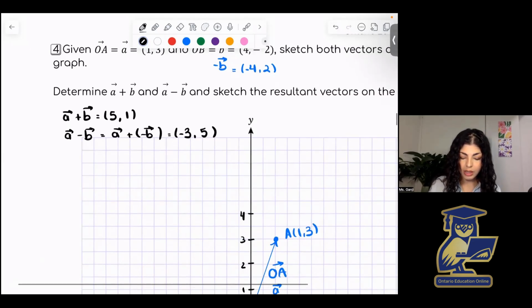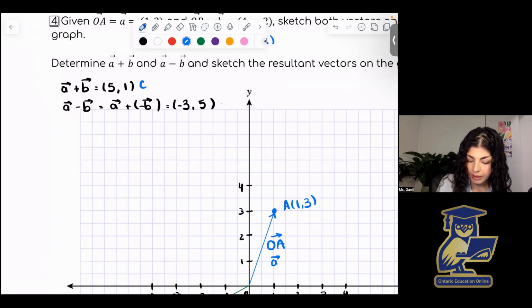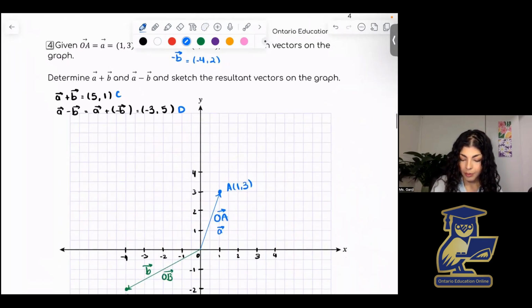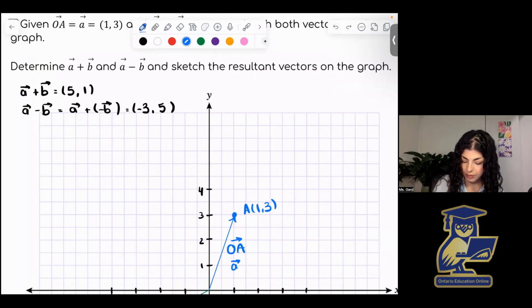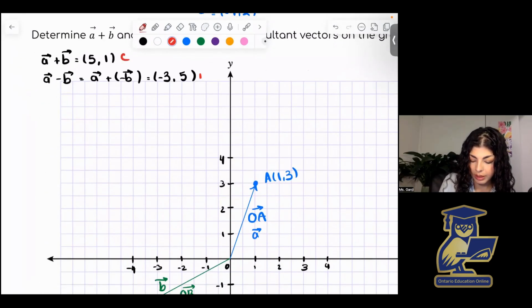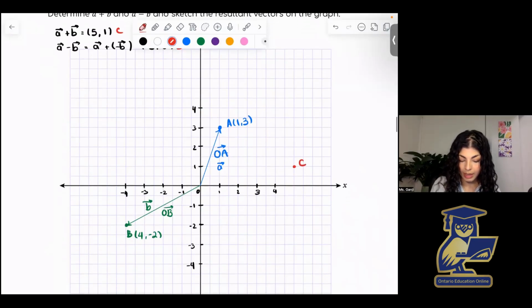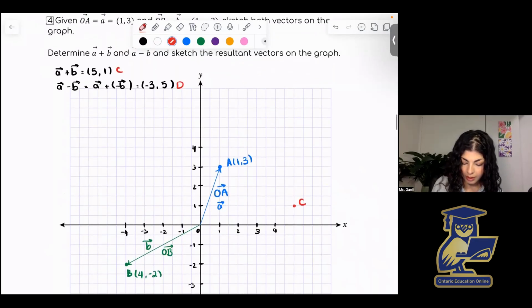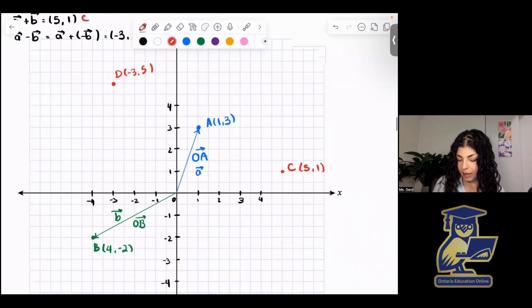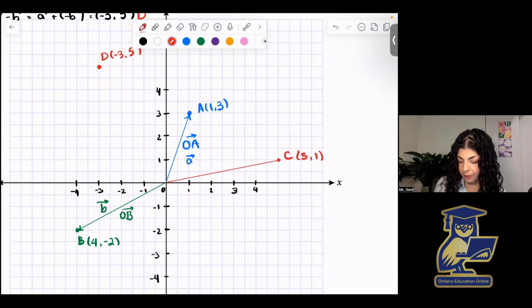So now let's draw these, and let me call this point C, and this is point D. I'm going to use red for both of these. So this is C and D. Okay, so C is going to be 5, 1, and D is going to be -3, and then 5. This is 5, 1. And now this I can draw here is going to be A plus B.